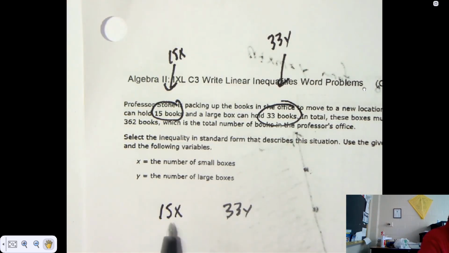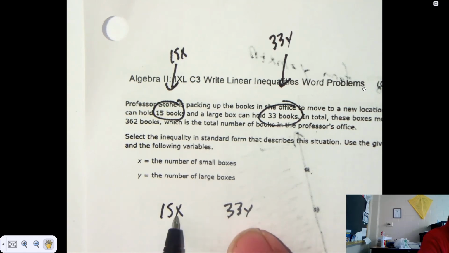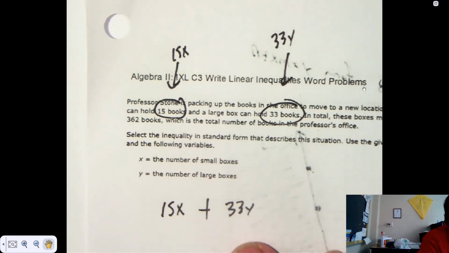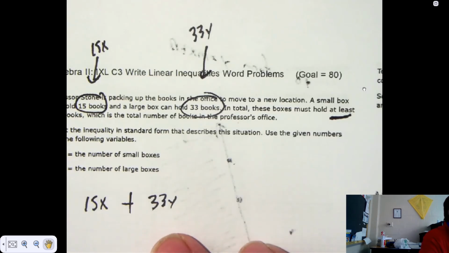So say I had like 5 and 10. If I had 5 small and 10 bigs, I would multiply together and then add. That'd be the total number of books that I can hold. Now, Sean saw the word at least. What was the symbolism you used? Less than. That's wrong. At least is greater than or equal to.